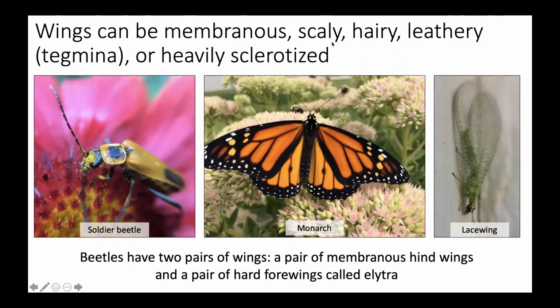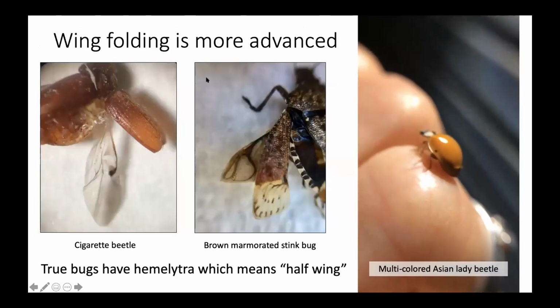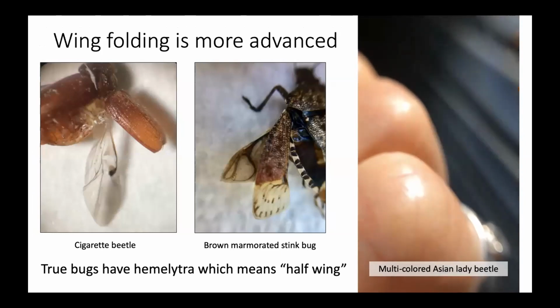But other insects can have scaly wings, hairy wings, leathery wings, and some of them are just softer than others. If you ever hold or touch a moth or butterfly, you'll get a powder that rubs off onto your hands because those are scales. That's what those wings are made out of. But insects are the only invertebrates that have evolved flight, and some, like that dragonfly, can move their wings separately. A lot of other insects have forewings and hind wings that can actually hook together.